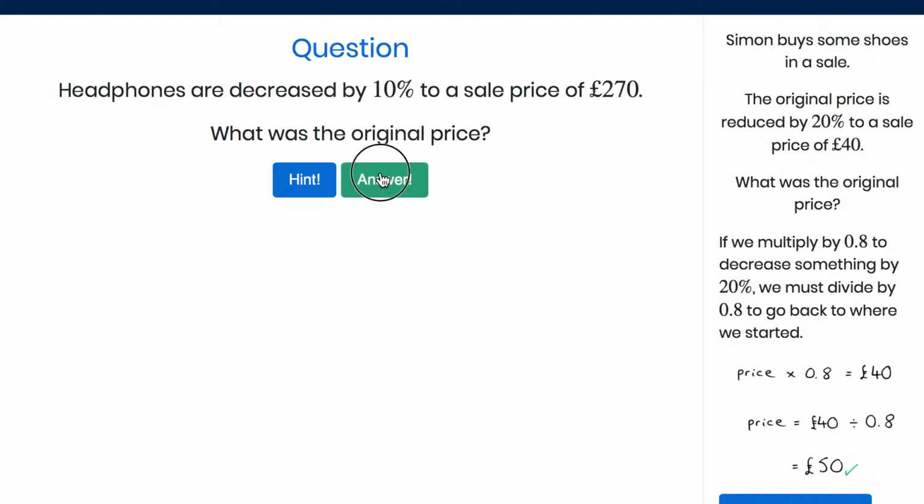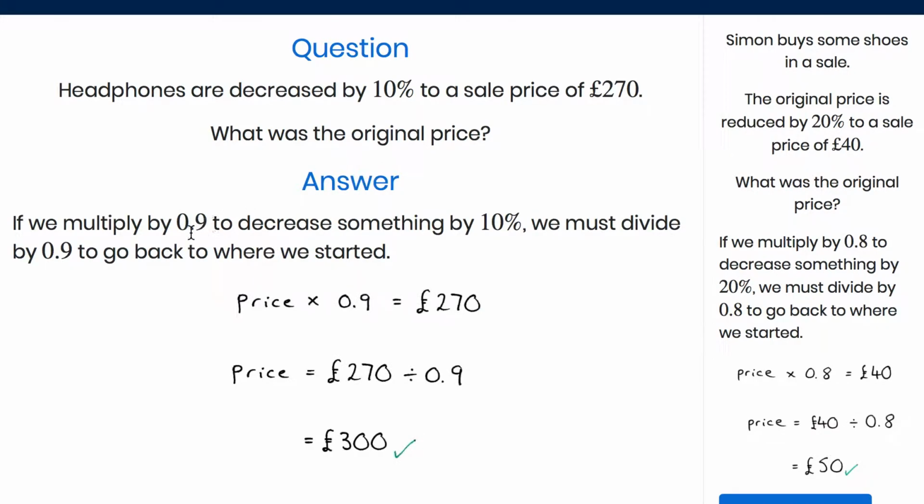Okay, so here is the answer. If we multiply by 0.9 to decrease something by 10%, then we must divide by 0.9 to go back to where we started. So price times 0.9 is 270. Now that means that price is equal to 270 divided by 0.9, and that comes to 300 when entered into a calculator. And just as a reminder, it's 0.9 because 100% minus 10% is 90%, and 90% as a decimal is 0.9. Okay, let's move on.